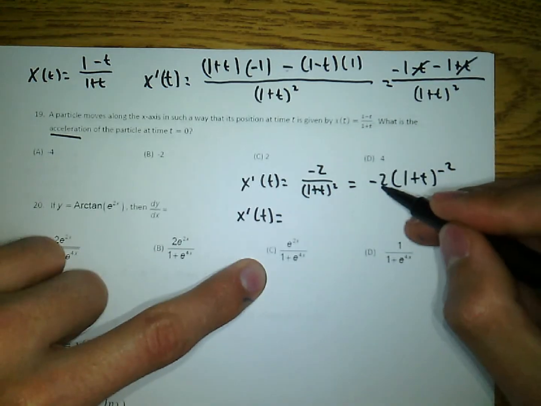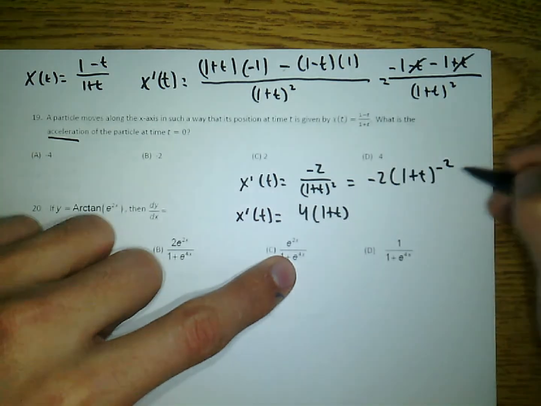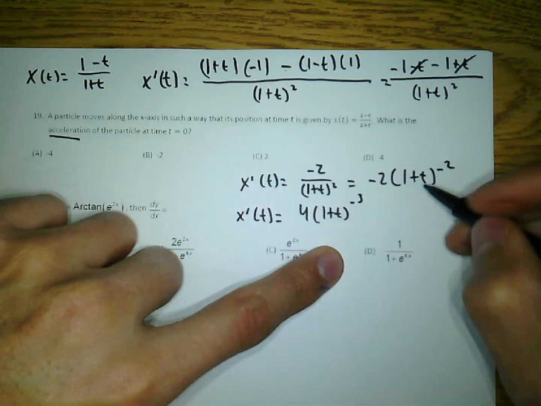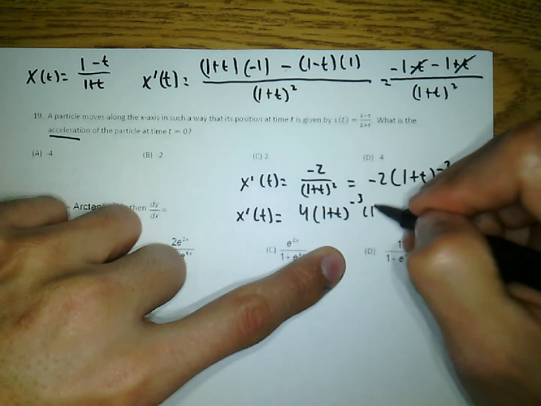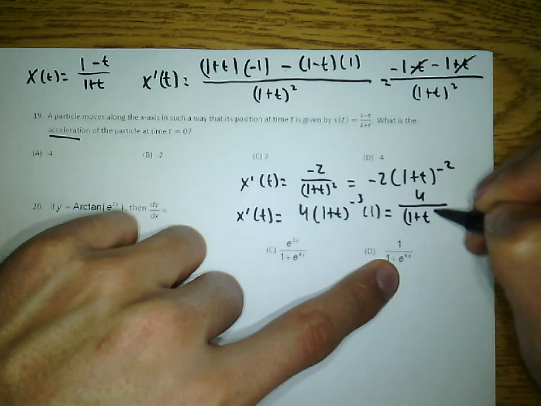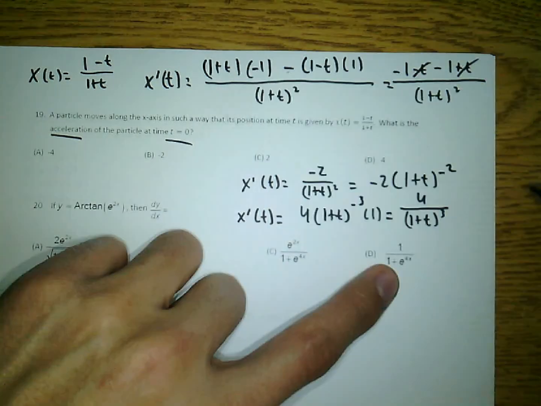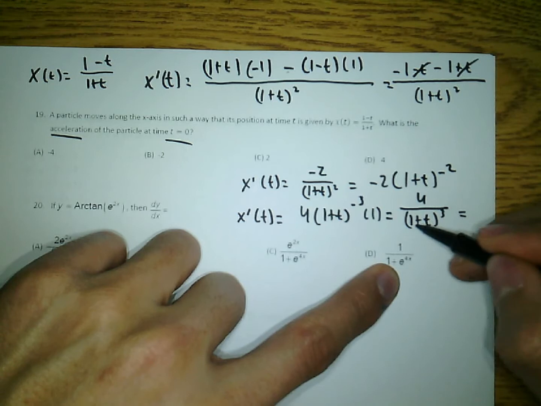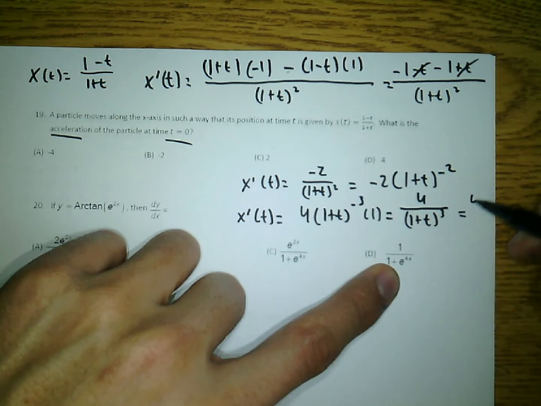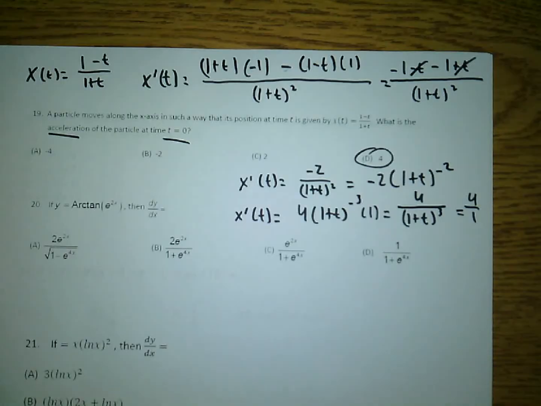So negative 2 times negative 2 gives me a positive 4. 1 plus t, I'm going to subtract 1 from the exponent, so that gives me negative 3. The derivative of 1 plus t is just going to be 1, so in this case it's just going to be equal to 4 over 1 plus t to the third power. Now they want to know what the acceleration is when t is equal to 0, so if I plug in 0, that's 1 plus 0 cubed, which is just 1, so 4 over 1 is 4, so the answer is going to be D.